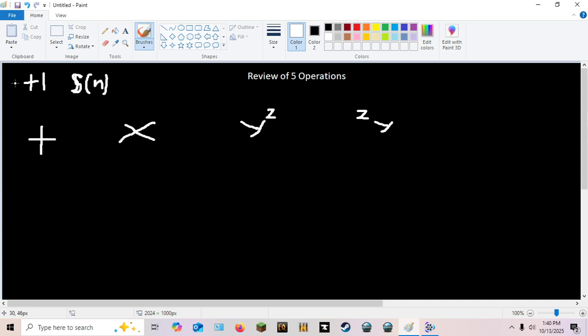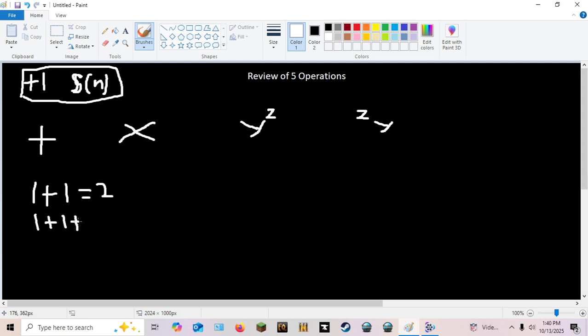So let's do this first. Succession equals adding 1. Simple as that. So let's start with this first. 1 plus 1 equals 2, right? If 1 plus 1 equals 2, then 1 plus 1 plus 1 equals 3, because 1 plus 1 is 2, 2 plus 1 equals 3.